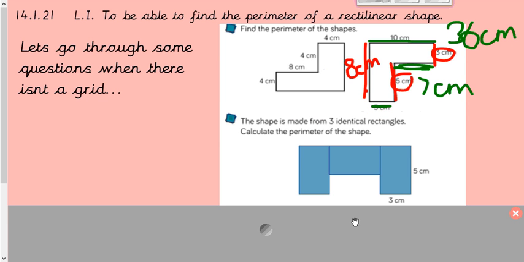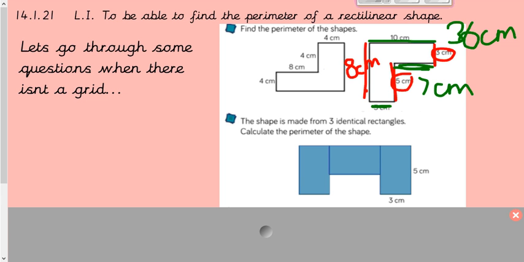So the shape is made from 3 identical rectangles. Identical just means they're all the same. Calculate the perimeter of the shape. Okay, now this one's interesting. We've got it there so you can actually see it. Now straight away I can see that we've got 5 here and 3 here. So the rectangle that they've used 1, 2, 3 times, the length is 5 and the width is 3.